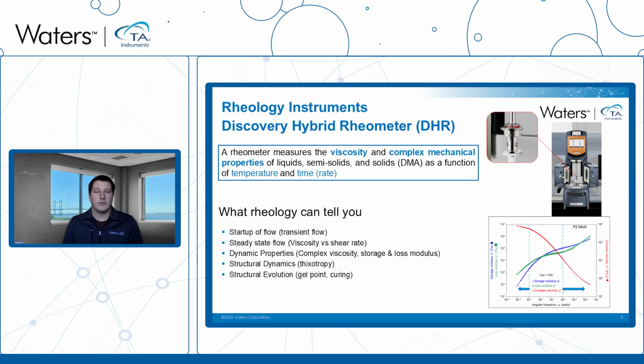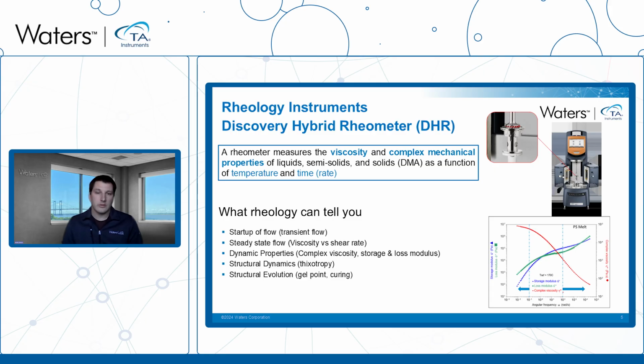And finally, we have our rheology instruments. Here we have our Discovery Hybrid Rheometer shown. So a rheometer measures the viscosity and complex mechanical properties of liquids and semi-solids as a function of temperature and time. Rheology can tell you about the transient and steady state flow, dynamic properties such as complex viscosity, storage, and loss modulus, structural dynamics, and structural evolution, such as gel point and curing.